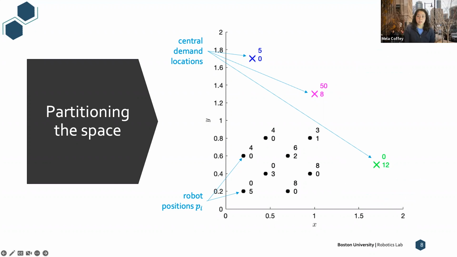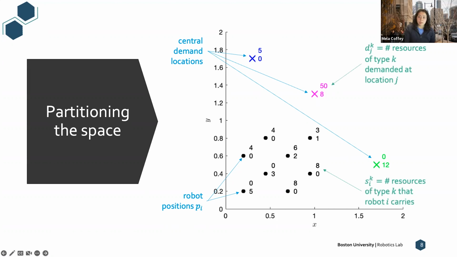Here we're considering 8 robots shown in the bottom left here, and 3 demand locations denoted by the X's. In our firefighting example, these X's can be like the center of a major fire. Next to each robot is the number of resources of type K that the robot carries. For example, next to this robot here, we might have 8 gallons of water and no flame retardant. And next to each demand location is the number of resources of type K at that location. So this fire might require 50 gallons of water and 8 gallons of flame retardant.